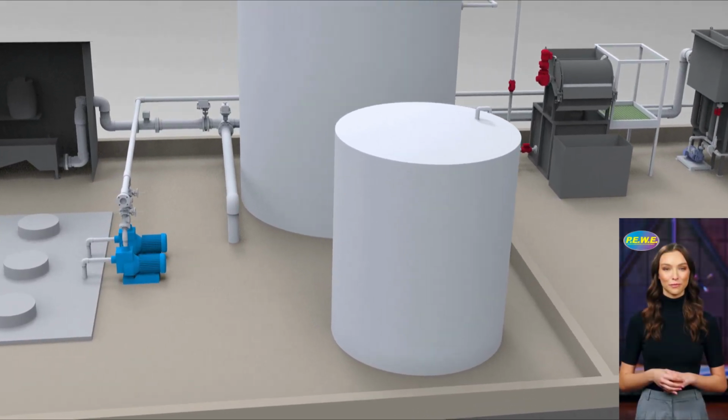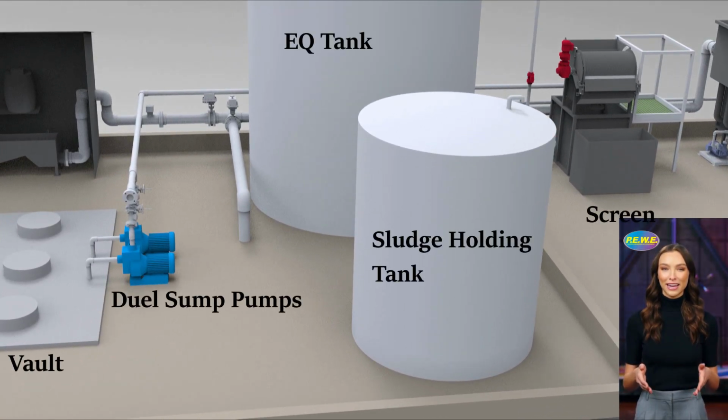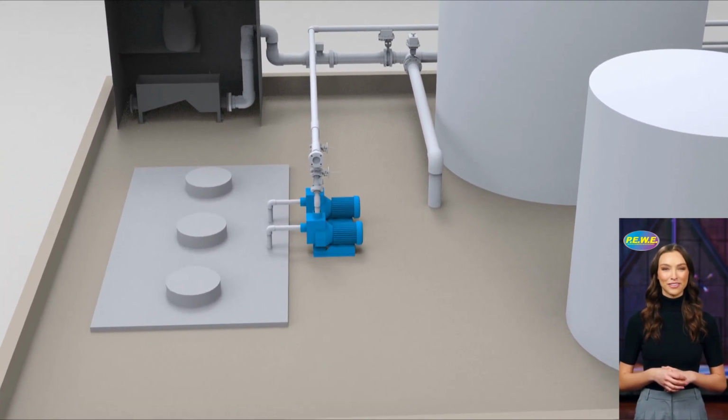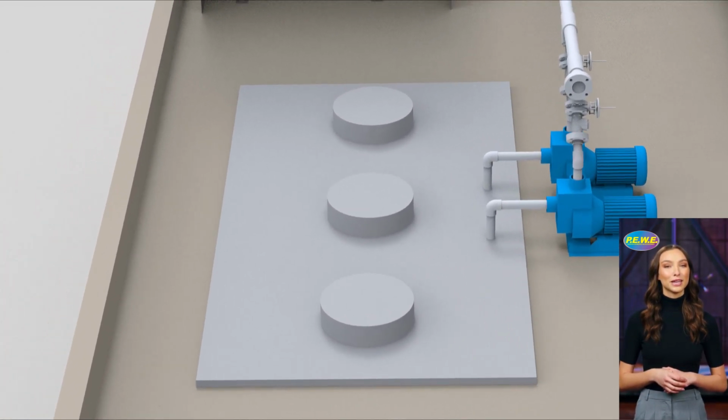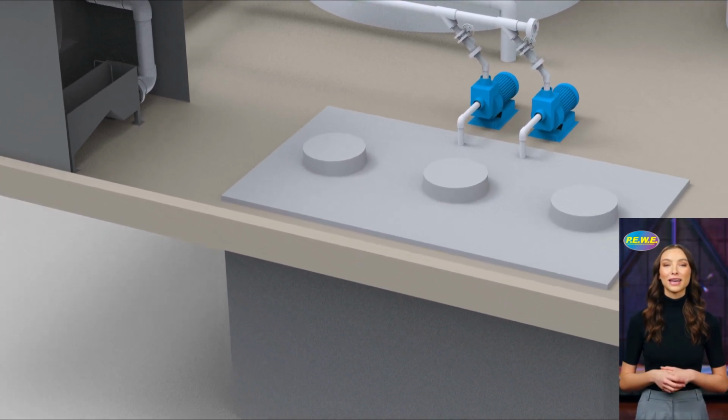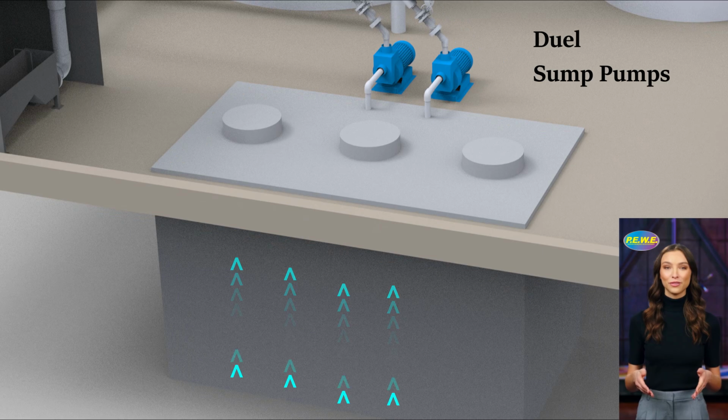The headworks is a group of processes that removes large debris and heavier inorganic particles from the incoming wastewater flow. Water arrives at the plant mostly by gravity. Depending on local geography, it may need to be pumped or lifted into the wastewater plant. In this case, the existing vault holds all influent and is transferred by these dual sump pumps.